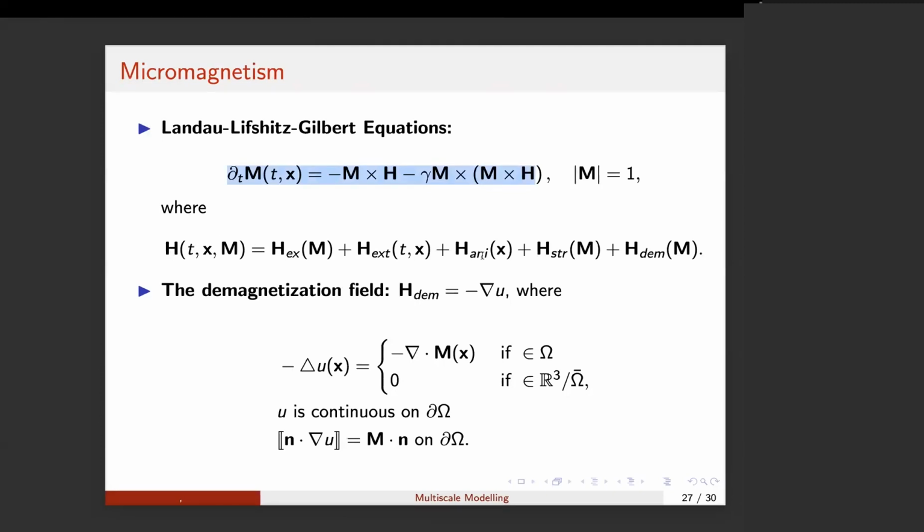And this has many contributions, but I'm skipping all of these, and I'm just interested in the so-called demagnetization field, which is the most time-consuming part of these computations, because this needs to be evaluated for every time step. Okay, so the demagnetization field is given by the gradient of a potential, and this potential now solves an infinite domain problem. But the right-hand side is equal to the divergence of the magnetization over the magnetic body, and in the rest of the domain over R^d, this is equal to 0. Okay.